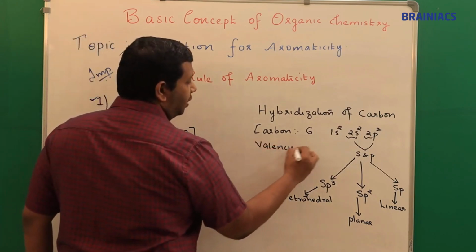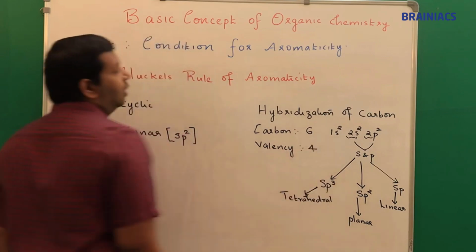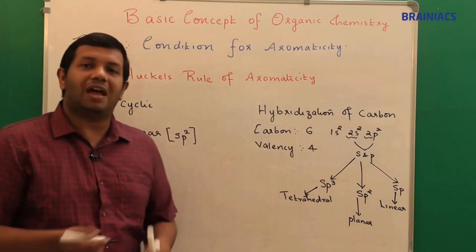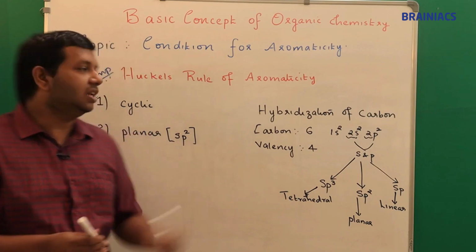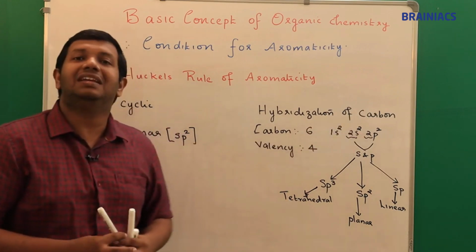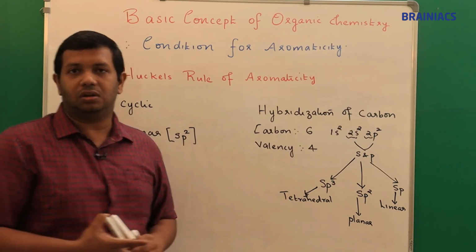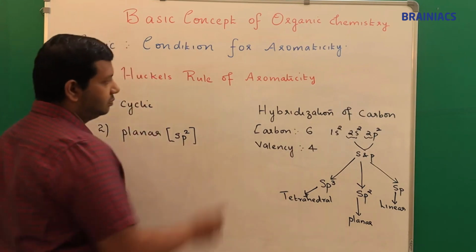Valency of the carbon is 4. Now let's see how these 4 valence electrons can get arranged in the s and p orbitals. That gives rise to something called hybridization. Okay, we will see that.